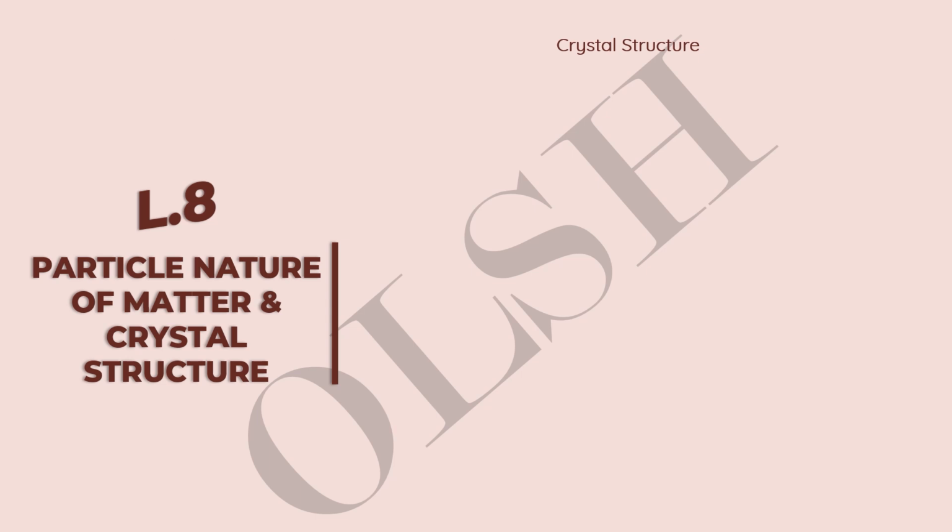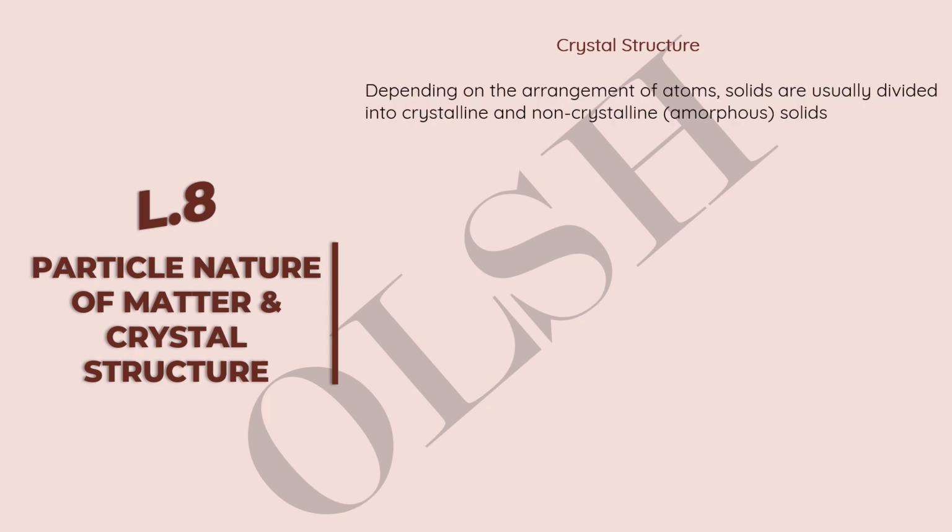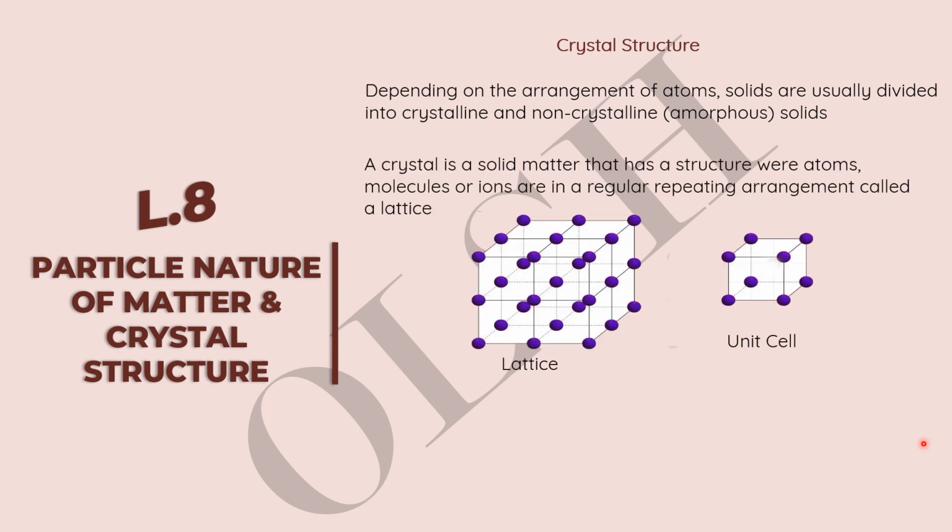Let's talk a little bit about crystal structure. Depending on the arrangement of atoms, solids are usually divided into crystalline and non-crystalline solids. Another name for non-crystalline is amorphous. A crystal is a solid matter that has a structure where atoms, molecules, or ions are in regular repeating arrangements called a lattice. You can see this is a unit cell for a crystal, and that cell makes up the lattice. You have about 8 of them here making up a lattice. So you can see why it is said that the molecules are in a regular repeating arrangement.